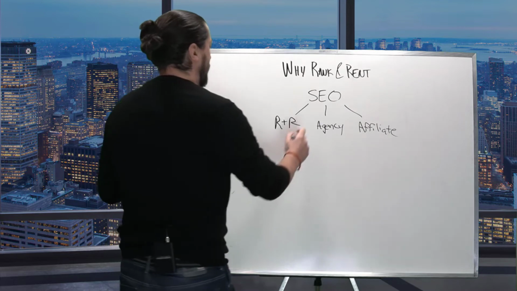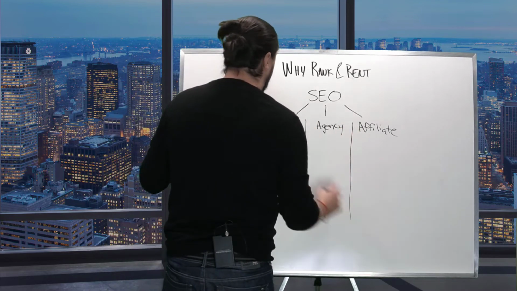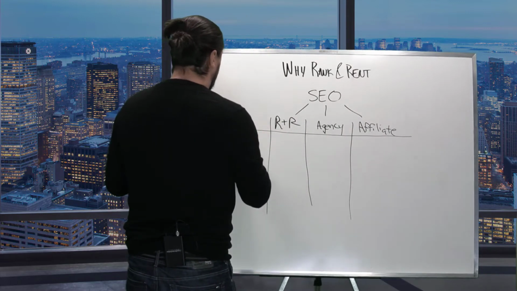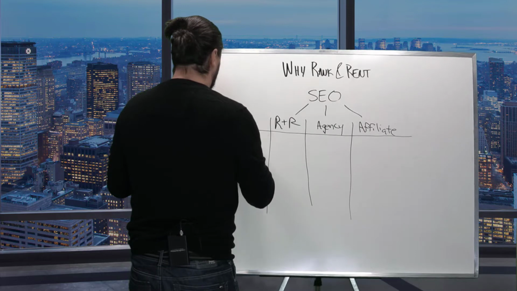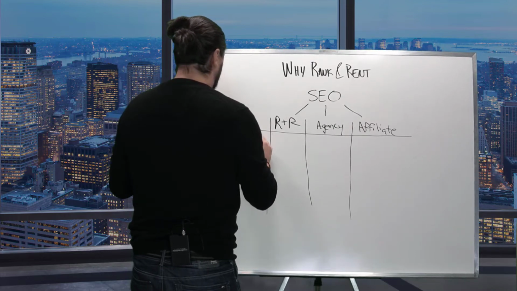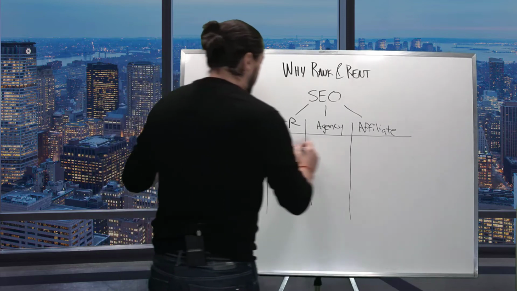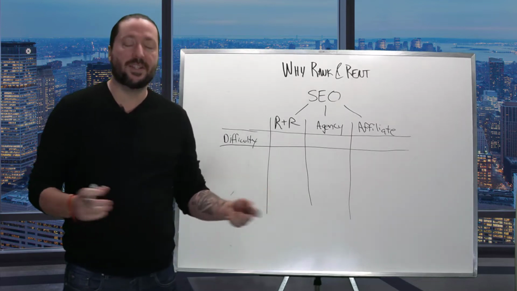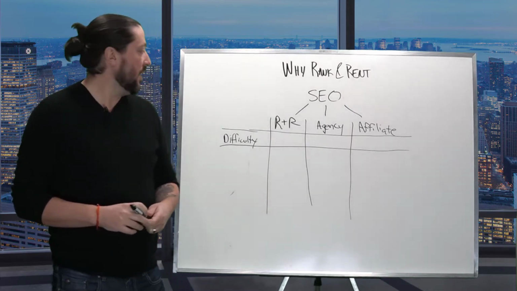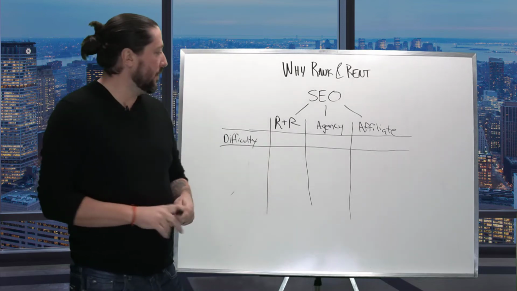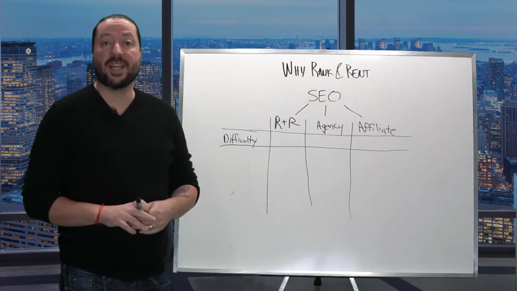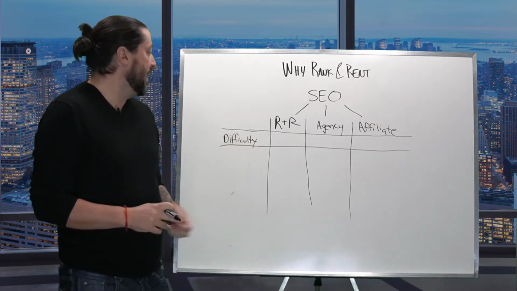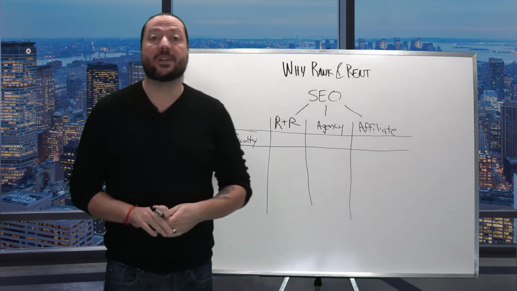So the first thing I want to talk about, if we divide these up into categories, is the difficulty. Difficulty basically is how hard it is to do SEO, how hard or easy it is to get a result while you're ranking. So with rank and rent, I'm going to mark these on a scale of 1 to 10, 1 being very easy, 10 being extremely hard. The difficulty of rank and rent is typically very, very easy.